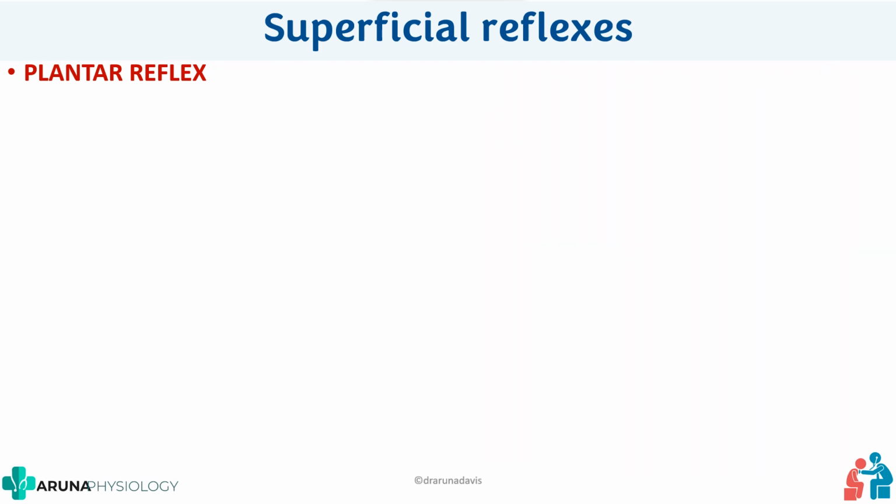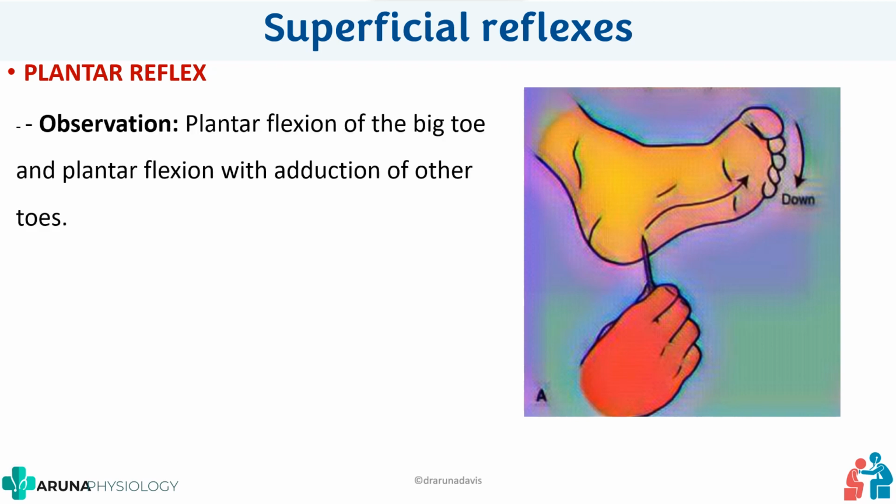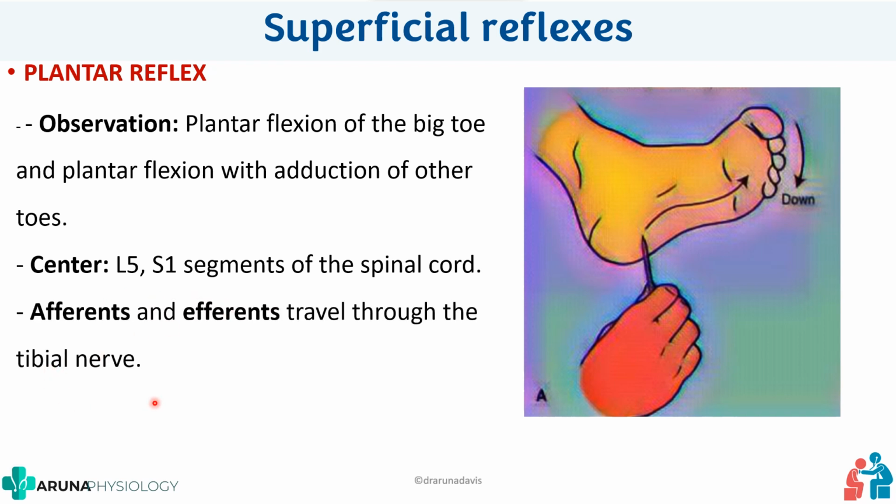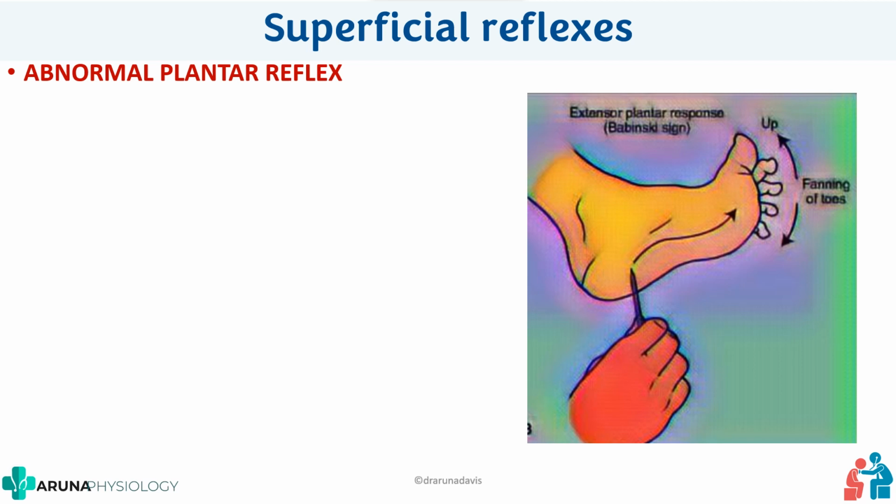So what will happen? Normally we have plantar flexion of the big toe and plantar flexion and adduction of the other toes. All the toes will come together. That is the normal plantar response. The center is the L5 S1 segments. The root value is L5 S1. The afferents and efferents are through the tibial nerve. The center is L5 S1 of the spinal cord, which is a very important question, and the afferent and efferent travel through the tibial nerve.